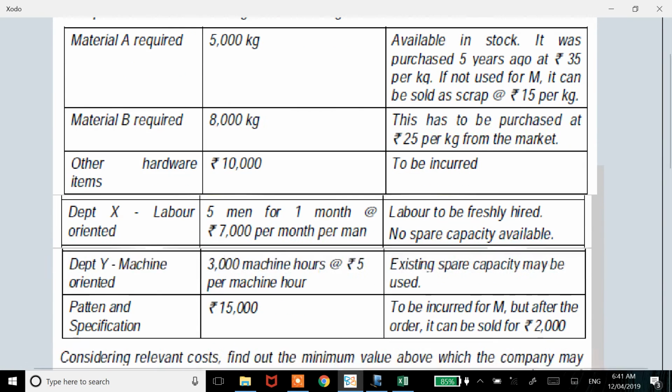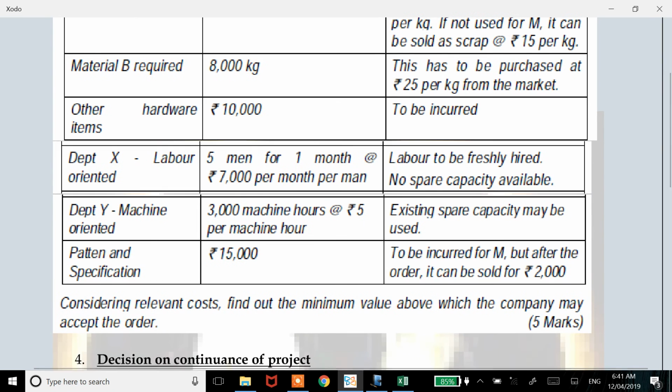Department X labor. Read it and let me know the final number. Labor to be freshly hired, no spare capacity available. That's the best scenario. I don't have labor, I recruit them and I pay them. So the relevant cost for department X is 5 into 1 into 7,000. Any doubts on that?